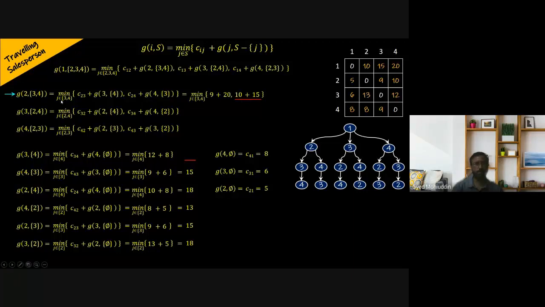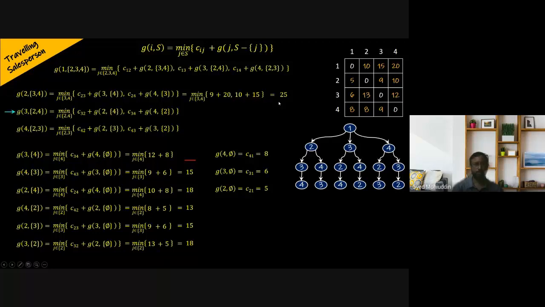Because J was a set of vertices which belongs to set 3 and 4, here what we are trying to do is find the minimum cost from vertex 2 to vertex 3, or which one is minimum, from vertex 2 to vertex 3 or from vertex 2 to vertex 4. So here in this case 29, 25, 25 is minimum.